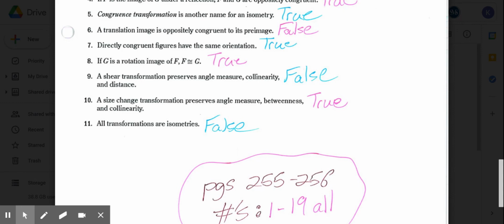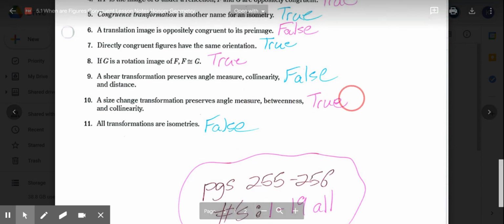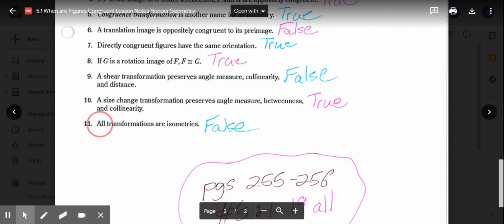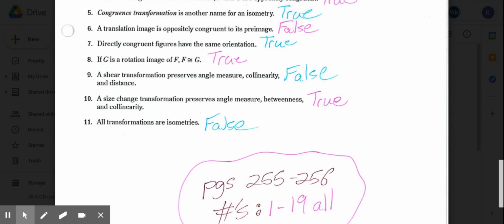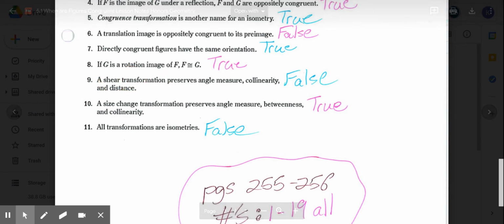And 10, a size change transformation preserves angle measure, betweenness, and collinearity. That is true. In a size change transformation, the only thing that's not preserved would be the distance or the size. And then it says in 11, all transformations are isometries. That's false. We know we have some, like glide reflections or shear transformations, that are not single isometries.